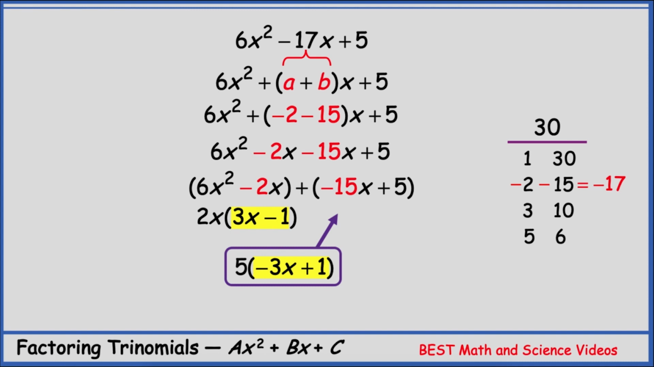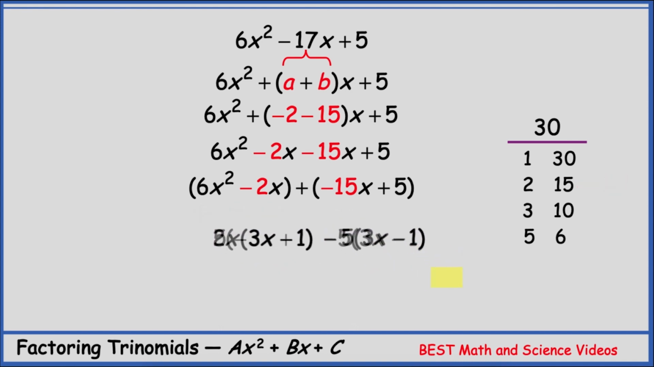They aren't the same. But look what happens if you factor out negative 5 instead. You get negative 5 times 3x minus 1. Now compare the term in parentheses with the first part. They are the same. So this is how you should factor the expression.